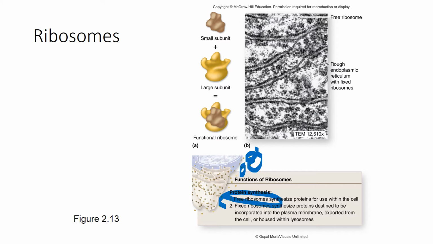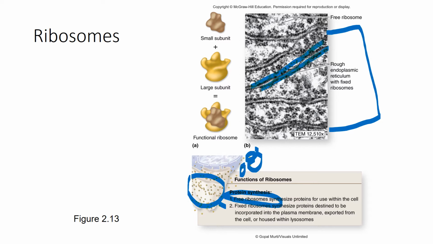The second type that we have are fixed ribosomes, and these are going to be on the outer surface of the rough endoplasmic reticulum. If we look at this microscope image here, what you can see is the endoplasmic reticulum, and it has two sides to it because it's membrane bound, and these little dots or speckled appearance are the ribosomes that are attached. That's why we have the rough endoplasmic reticulum, because the ribosomes are attached here.